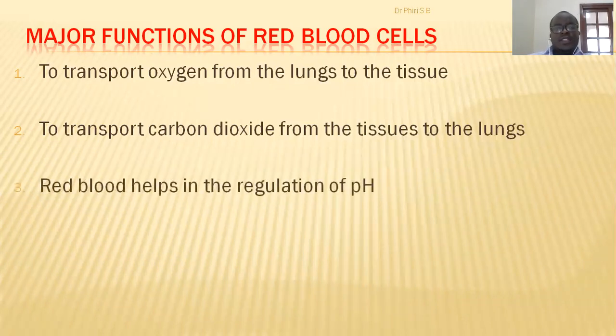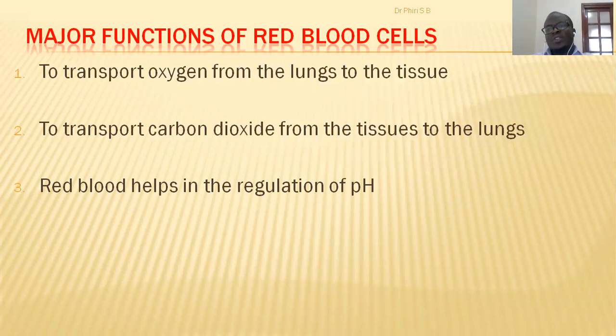Then the other function of red blood cell, it helps in regulation of pH. You know to say that the pH of blood needs to be maintained within the normal range. And this range is between 7.35 to 7.45. That's the normal pH of blood.